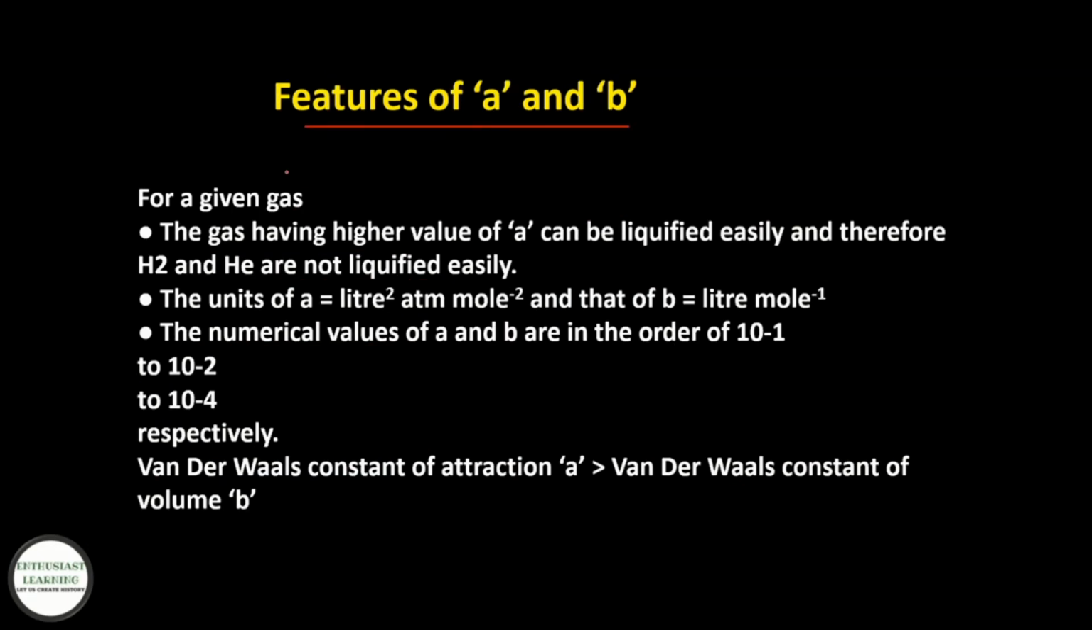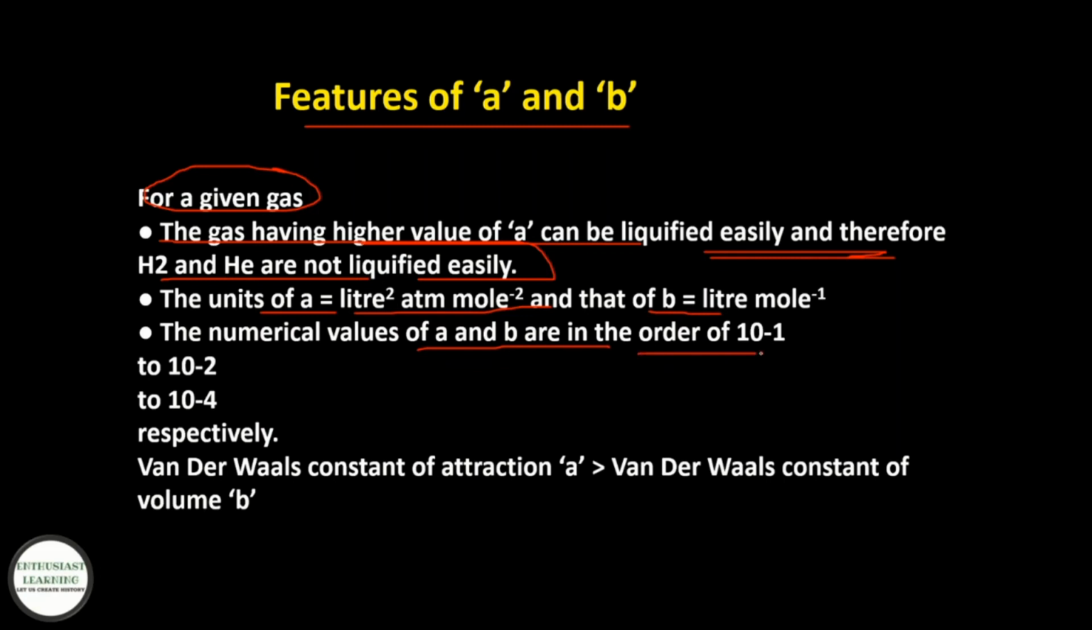Features of A and B. For a given gas, the gas having higher value of A can be liquefied easily, and therefore H2 and helium are not liquefied easily. The unit of A is liter square atm per mole square, and that of B is liter mole inverse. The numerical values of A and B are in the order of 10 raised to power minus 1 to 10 raised to power minus 2, and 10 raised to power minus 4 respectively. Van der Waals constant of attraction A is greater than the van der Waals constant of volume B.